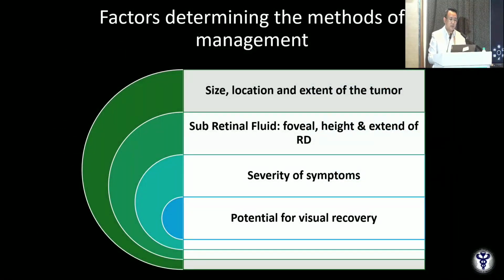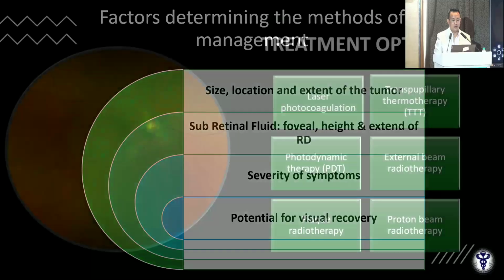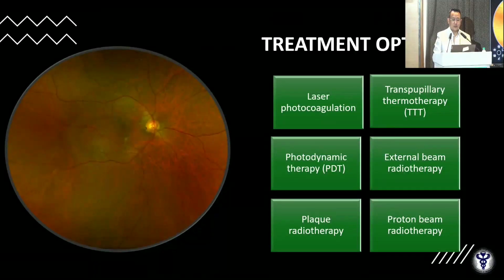So what are the factors determining the methods for management? They depend upon the size, the location, and the extent of the tumor, the subretinal fluid, whether it's in the foveolar area, the height and extent of the retinal detachment, the severity of symptoms, and the potential for visual recovery. So it all depends upon these factors to go about the management. There are various treatment options like laser photocoagulation, transpupillary thermotherapy, photodynamic therapy, external beam radiotherapy, plaque brachytherapy, or proton beam radiotherapy.